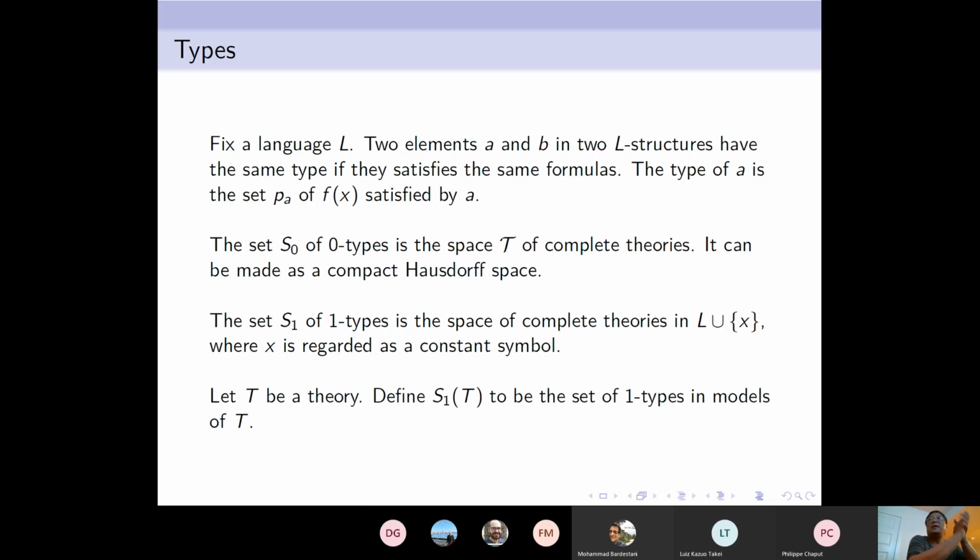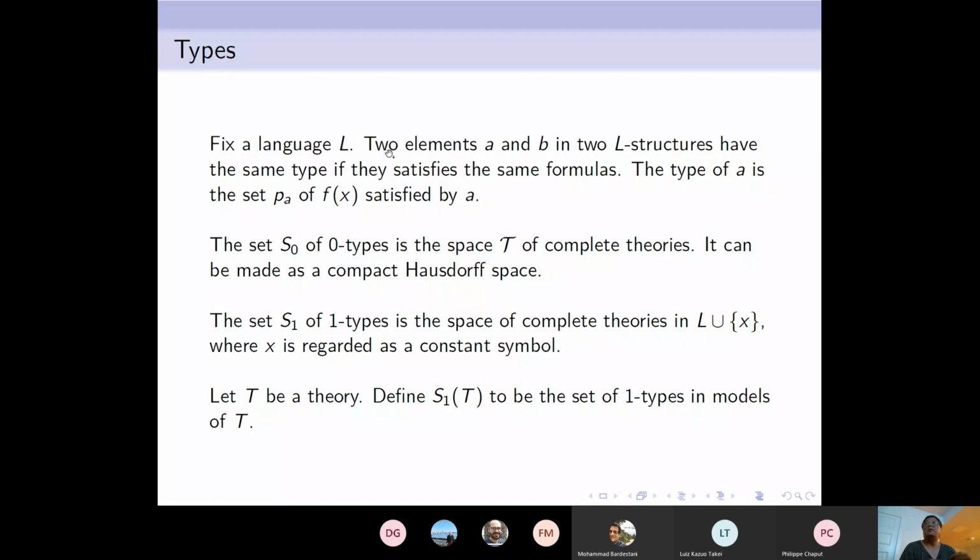And then we can define S1(T), where T is a theory, not necessarily complete. Then S1(T) is the set of types in models of T. That means all complete theories in L and X, but containing the fixed theory T. So S1(T) is a subset of S1.